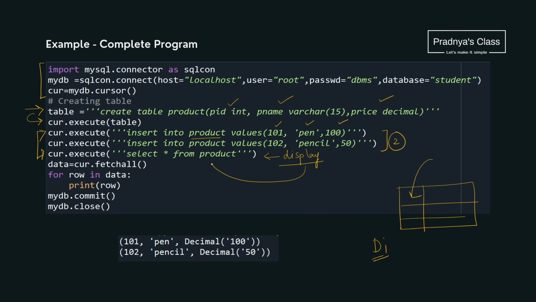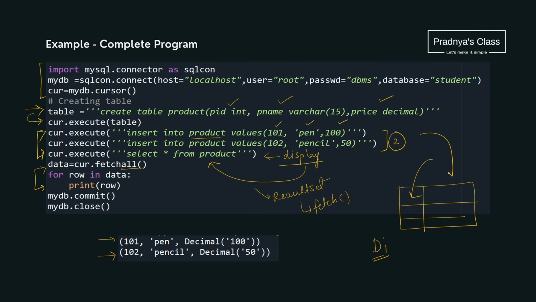So here is the select query. Select star from product. We are displaying all the records. With the help of select you get the result set. So whenever there is a select query, then you will be using one of the fetch functions to decide how many records you need to fetch. Here we are using fetchall, and using a for loop we are printing records one by one. Look at the output. We are getting it in tuples.